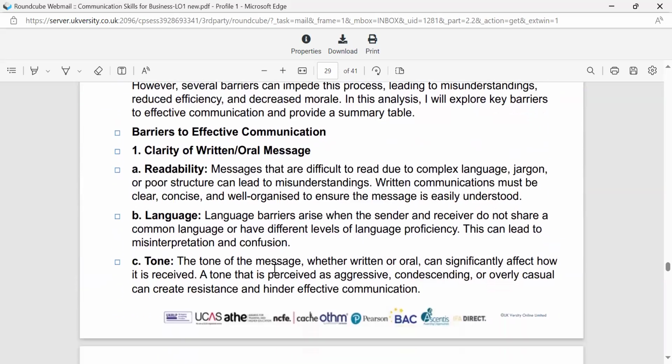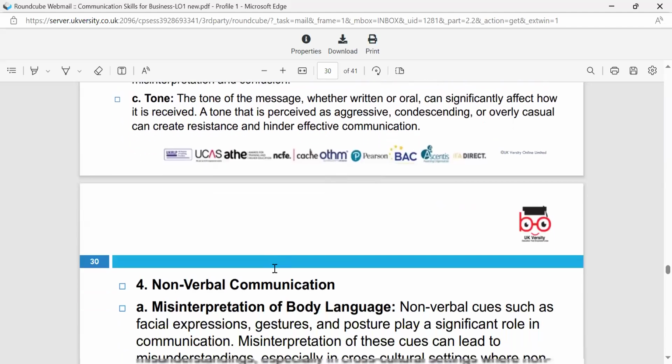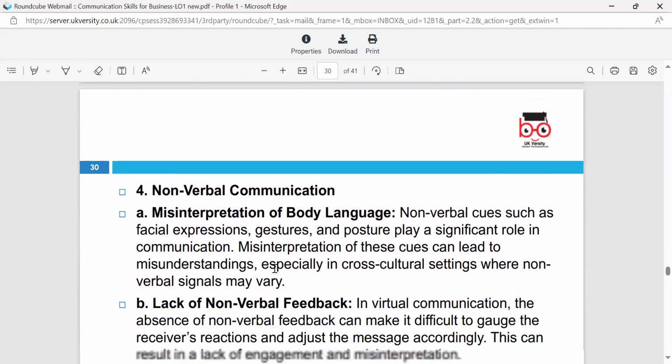So we've got clarity of written and oral messages. Messages that are difficult to read due to complex jargon, as we mentioned, and the language barriers as well. That's a big part of it, that we're able to communicate messages that are understood. You have measures in place to try to remove these kinds of barriers as well.